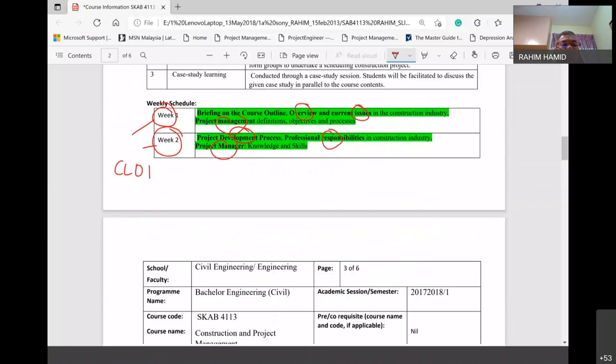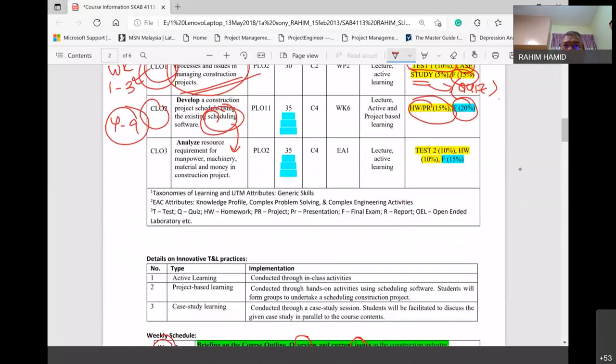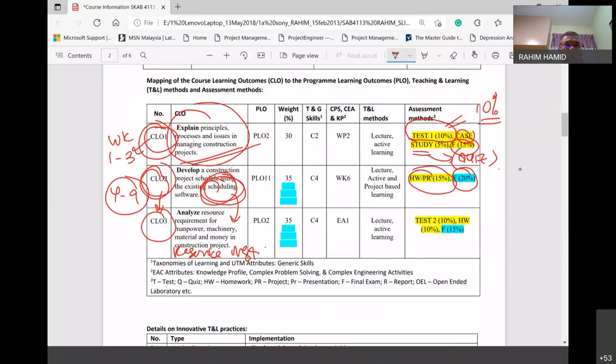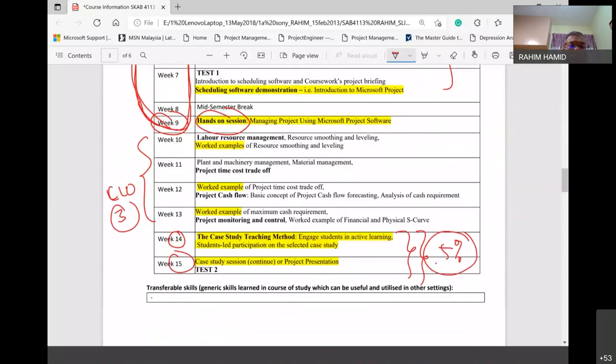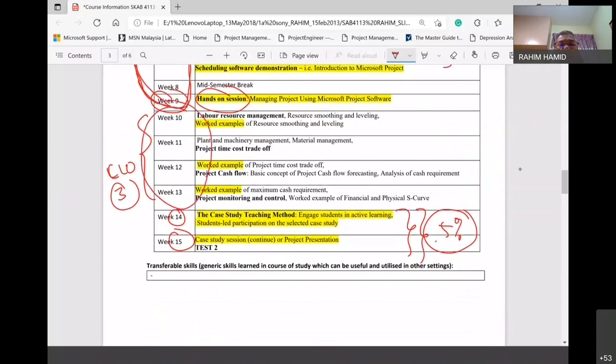Okay, lastly, after you learn planning scheduling, then only you will use that knowledge in order to solve or apply in resource management. So CLO3, I would use the keyword resource management in order to remember it. Resource management, this is basically planning. CLO2 is planning scheduling, whereas CLO1 is basically the principle of project or construction management.